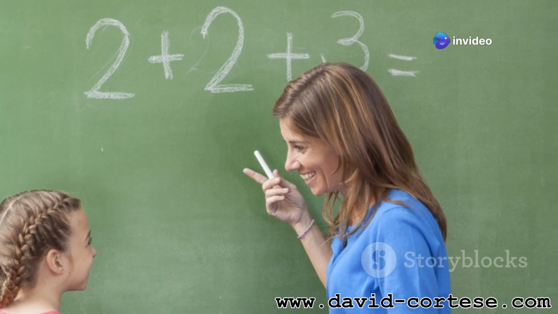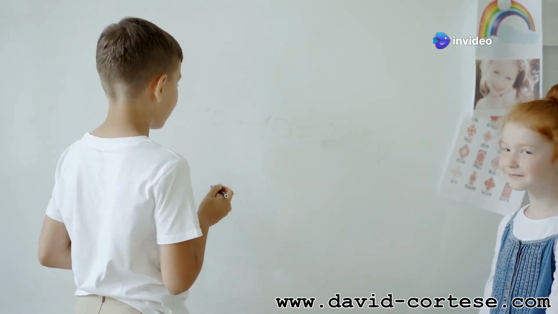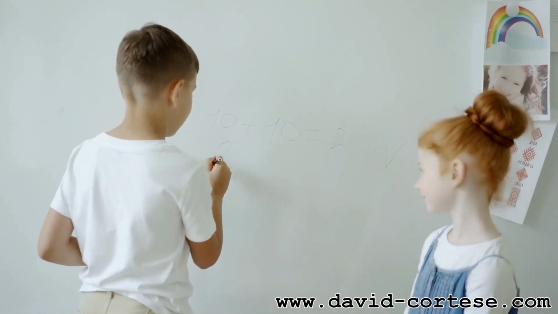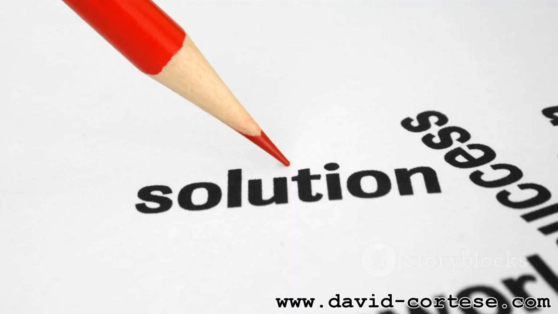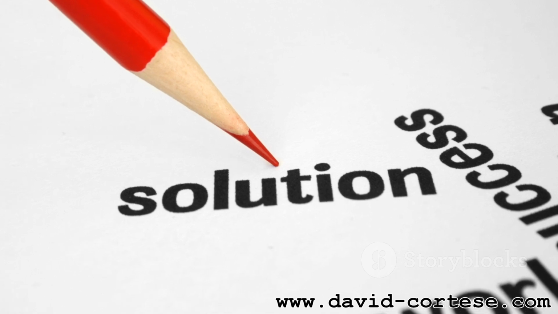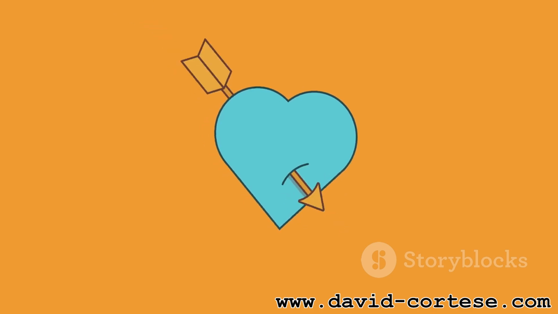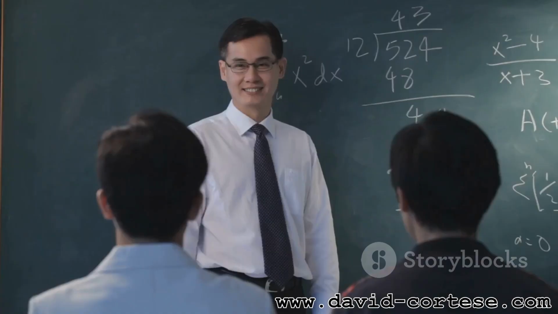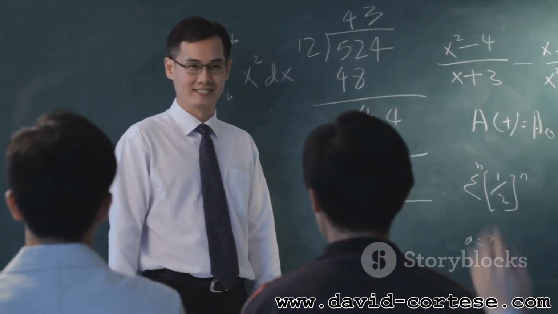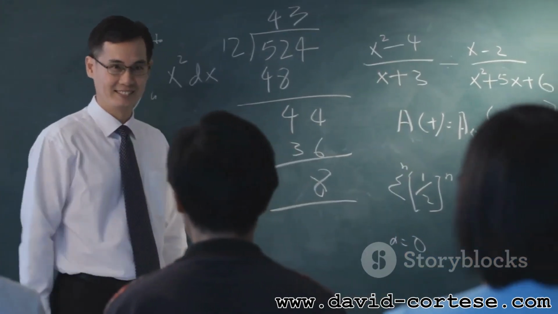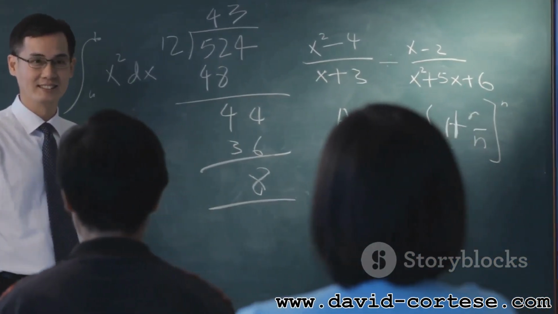Step 2, isolate x. Divide both sides of the inequality by 2. 2x over 2 is less than 8 over 2, so x is less than 4. Solution. The solution to the inequality is x less than 4. This means that any value of x that is less than 4 will make the inequality true. It's important to note that if we had multiplied or divided by a negative number in any of these steps, we would have flipped the inequality sign accordingly.